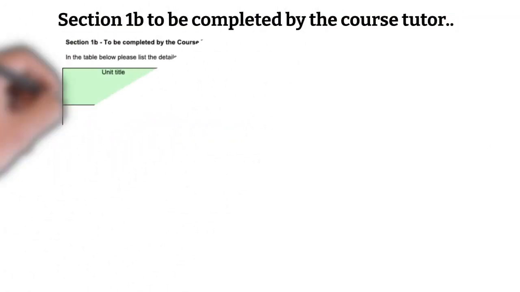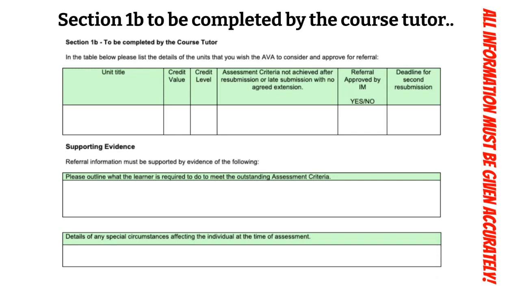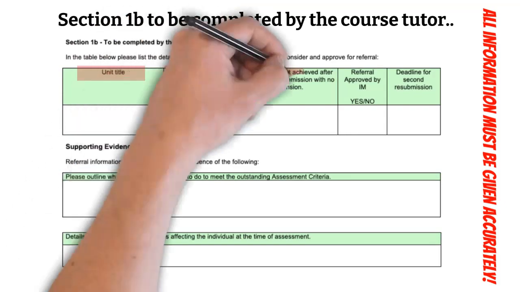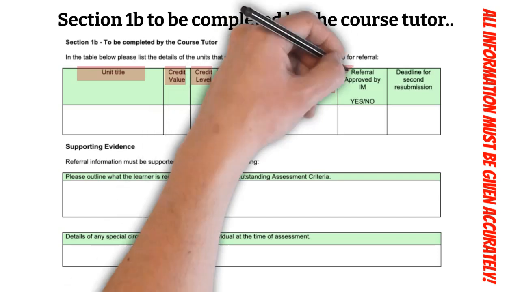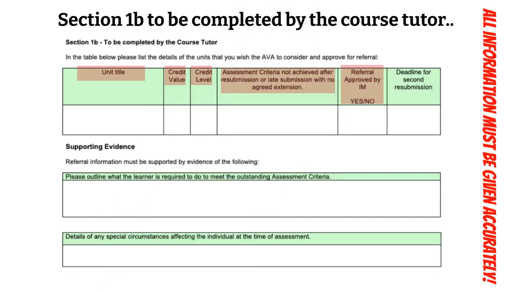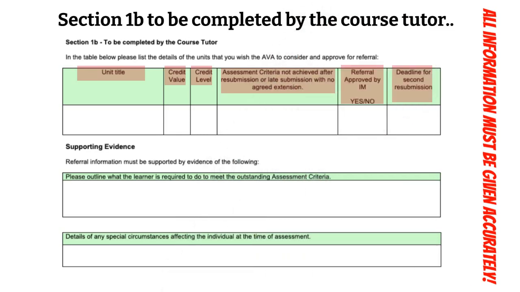Section 1B is completed by the course tutor. The table must contain all necessary details regarding the unit for which the application is being made. This includes the unit title, credit value, credit level, which of the assessment criteria have not been met or whether this is a late submission with no agreed extension, confirmation that the application is supported by the internal moderator, and finally the deadline for the second resubmission.